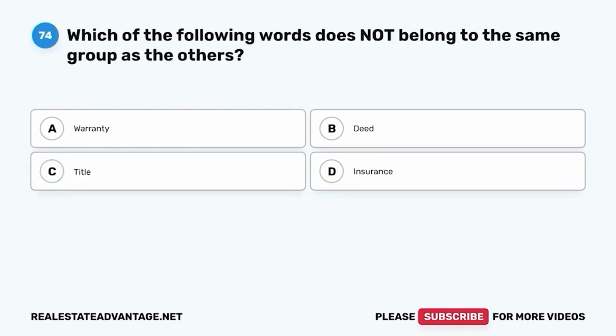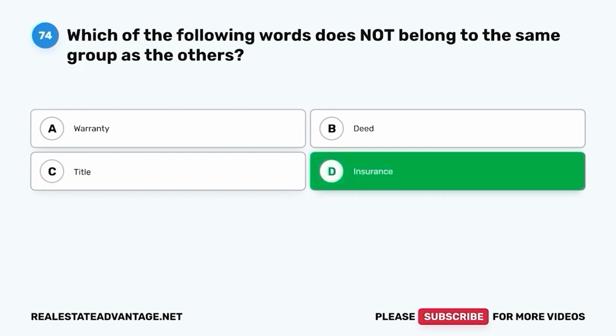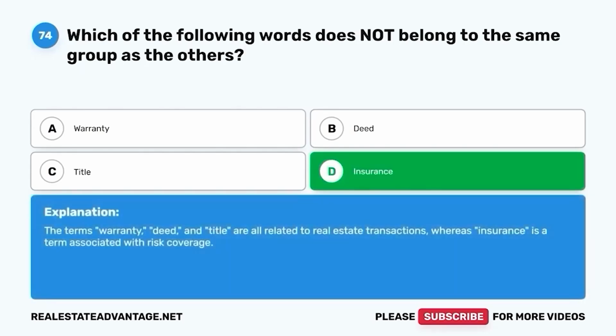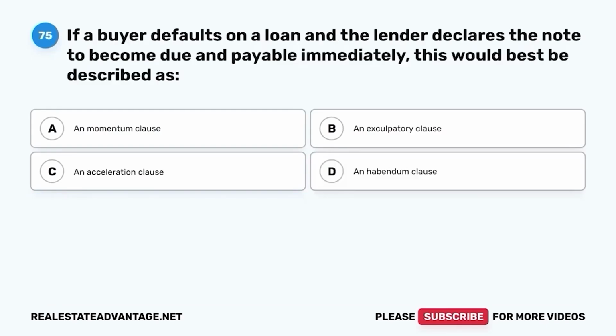Which of the following words does not belong to the same group as the others? A. Warranty. B. Deed. C. Title. D. Insurance. The correct answer is D. Insurance. The terms warranty, deed, and title are all related to real estate transactions, whereas insurance is a term associated with risk coverage.